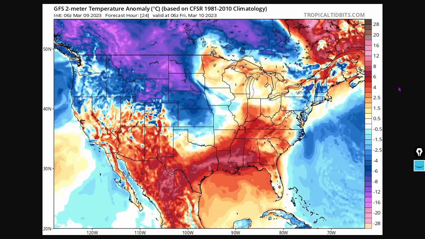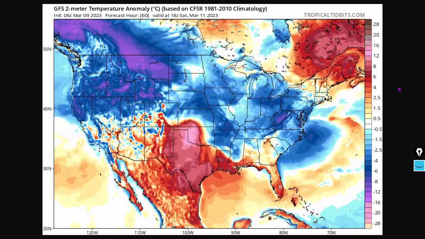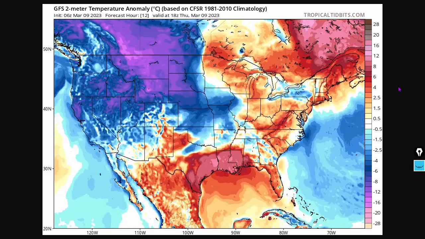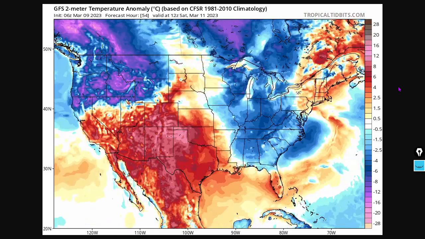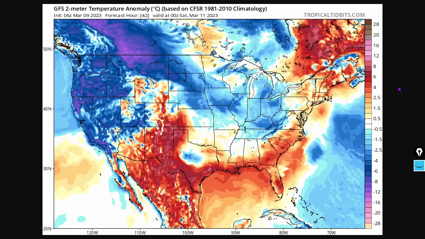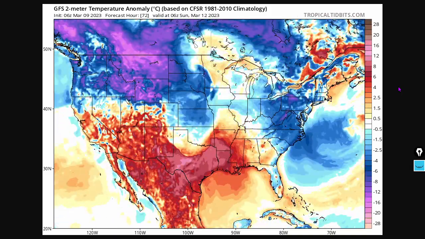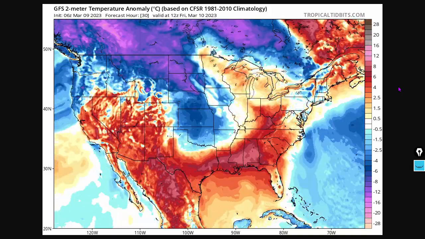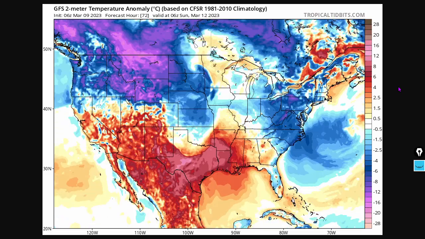So let's take a look at temperature anomalies first. This is your 72-hour GFS temperature anomaly forecast in degrees Celsius. Mostly average temperatures here east of the Mississippi. Some hot temperatures around the Gulf Coast and southwest, and some cold temperatures in the Pacific Northwest.